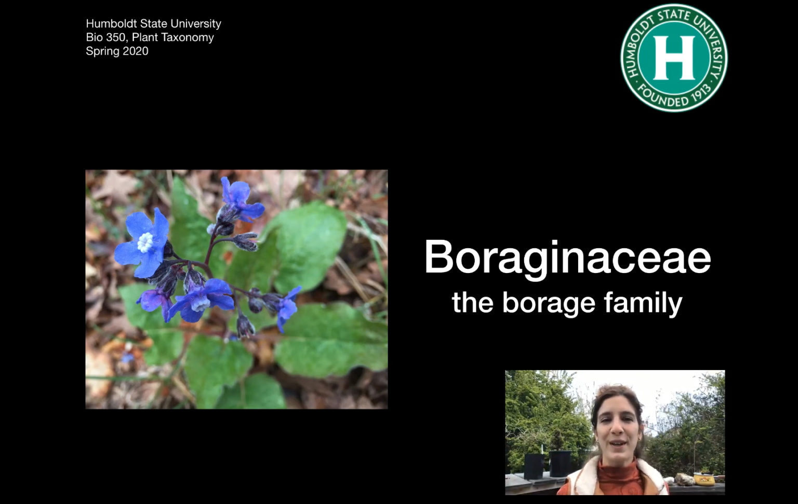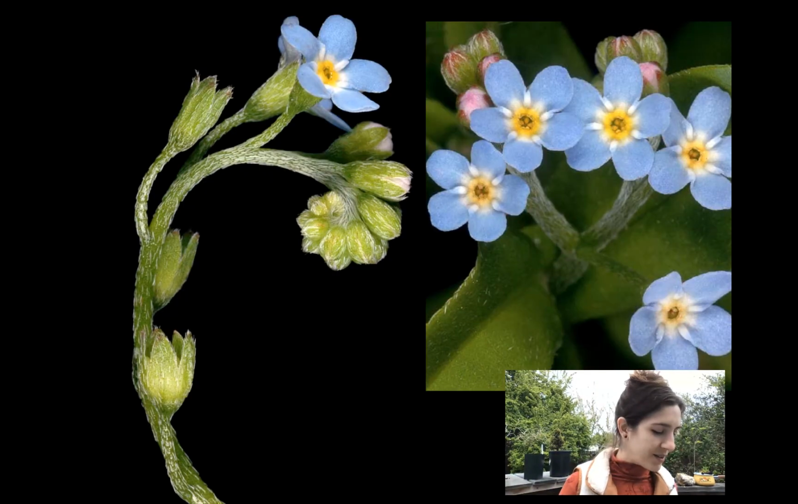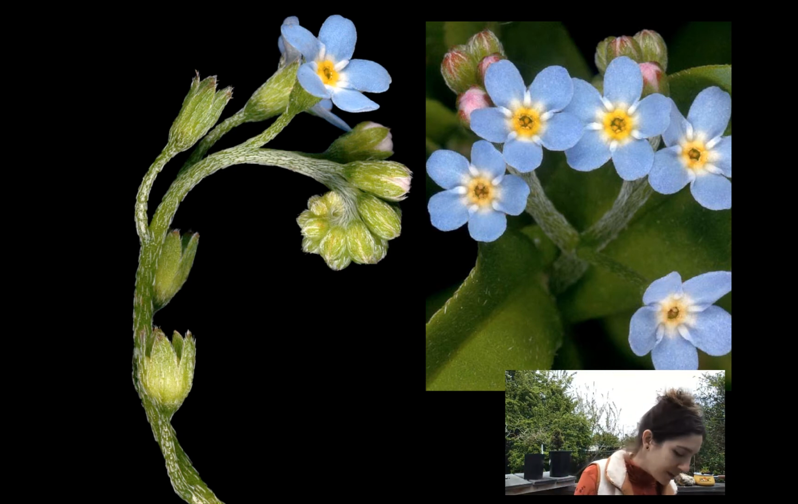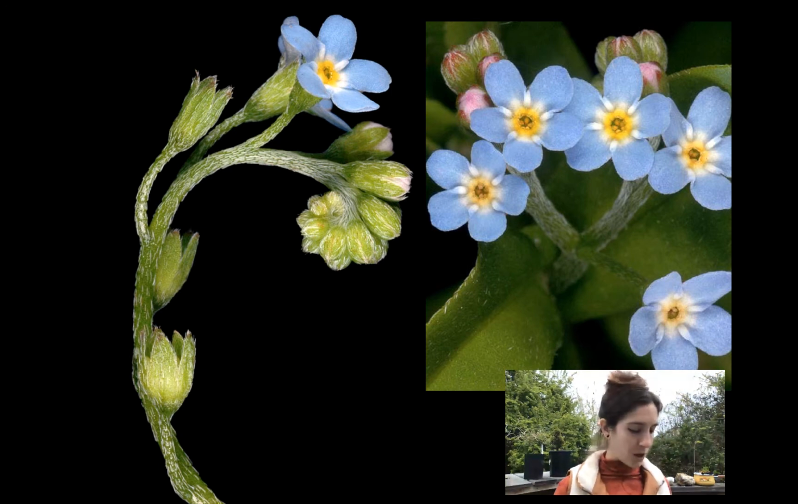Hey folks, we're here to talk about Boraginaceae today. This has always been one of my personal favorite families because of this really cool inflorescence type that they have. Notice that their inflorescence kind of looks like a scorpion tail. They have this spiral inflorescence, which we're going to talk about in a little bit.